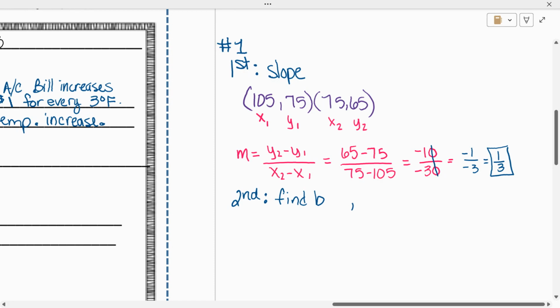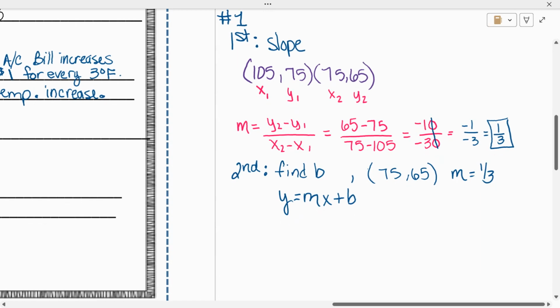We use one of the ordered pairs to substitute in for x and y. So what ordered pair do you want to use, Tim? Okay, so we're going to use the ordered pair 75 and 65, and our slope, which is 1/3, and we're going to substitute them into the y equals mx plus b equation. So what value am I replacing the y with?